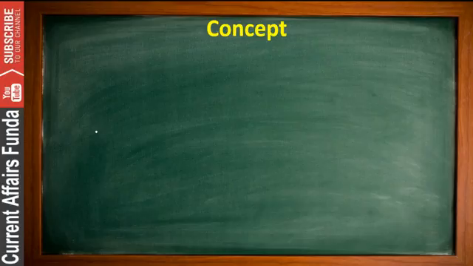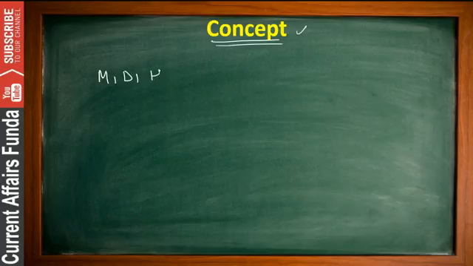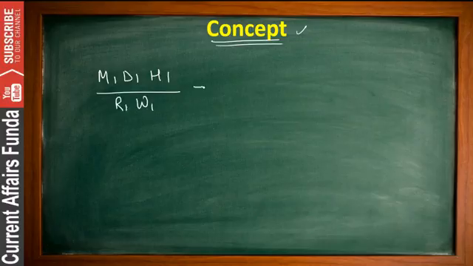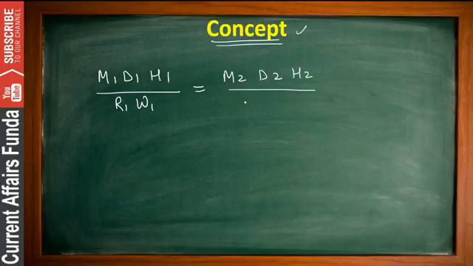Now let's go for question number 1. Before that we will discuss the concept here. For the direct formula based concept, you should know the basic formula. There is a formula like M1 D1 H1 divided by R1 W1 is equal to M2 D2 H2 divided by R2 W2.